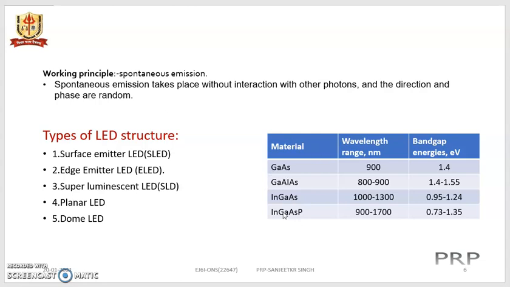Here we have a table consisting of material for the LED construction with respect to the wavelength they are radiating out, and the band gap energy of the constituent material. That is, gallium arsenide has a band gap energy of 1.4 electron volt. So the higher the electron volt, the lesser will be the wavelength.